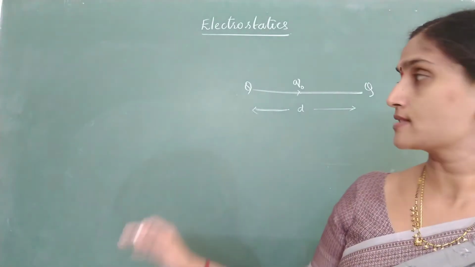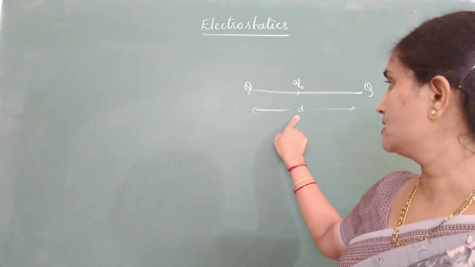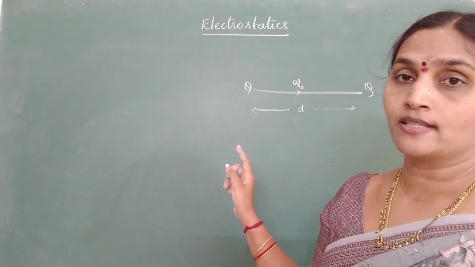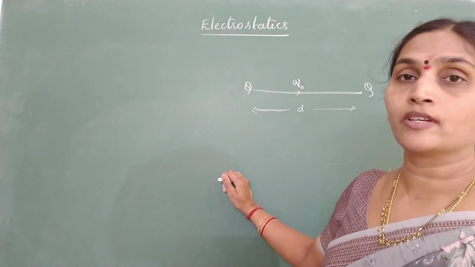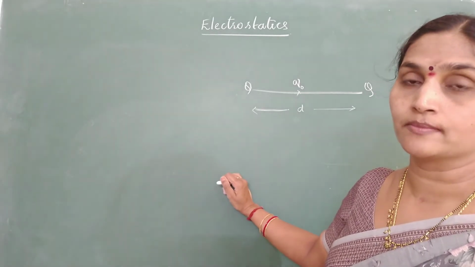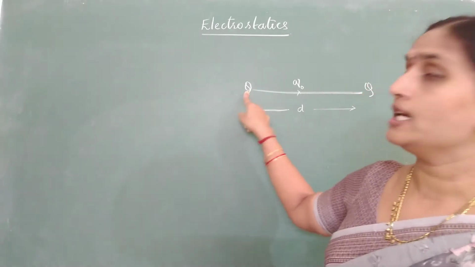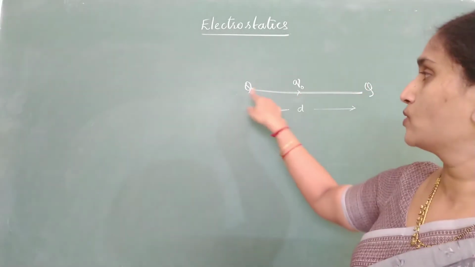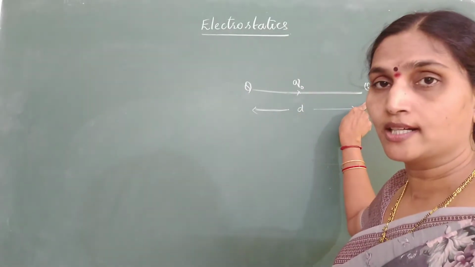Look at this question. It is said that there are two charges, capital Q and capital Q, separated by a distance d. What charge should be placed and where should it be placed for the system to be in equilibrium? Remember, whenever the question says system is in equilibrium, a system is said to be in equilibrium when the net force acting on each charge is 0. So net force on this should be 0, net force on this charge should be 0, and the net force on this charge should be 0.